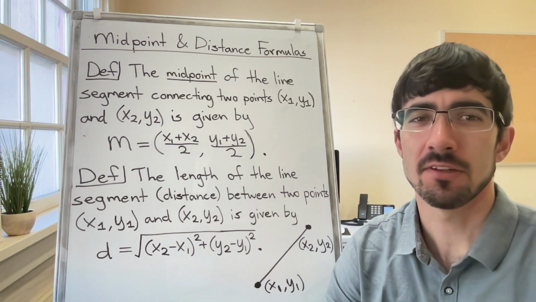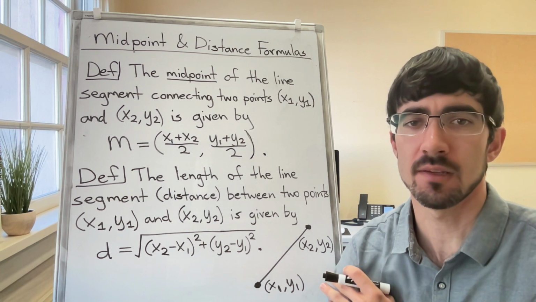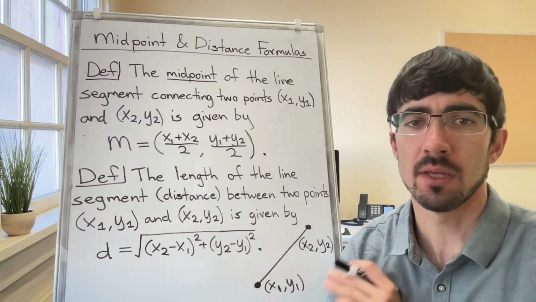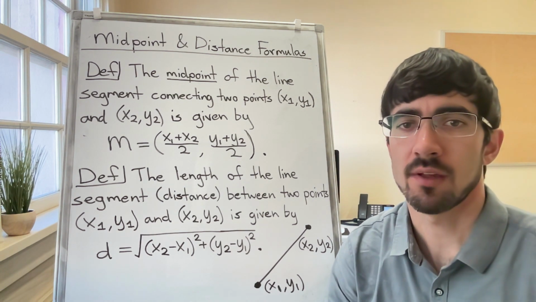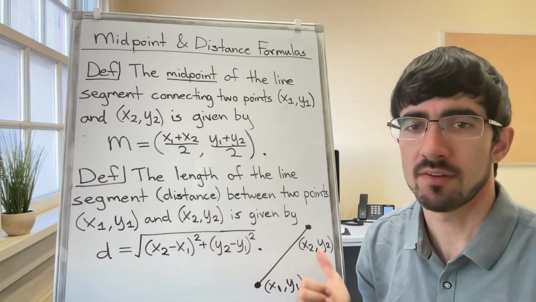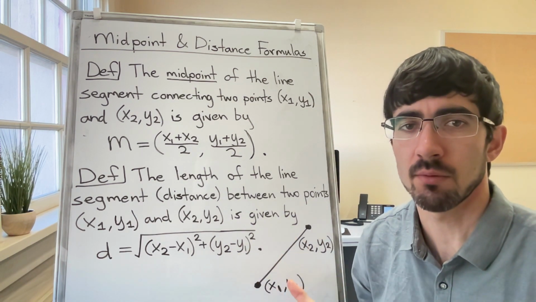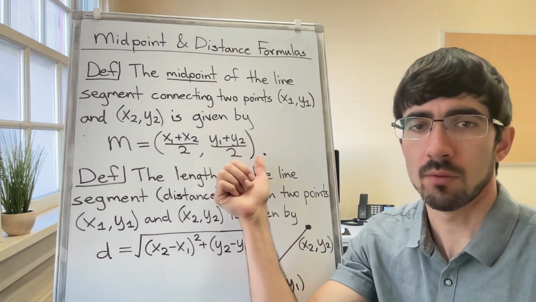In this video, I want to look at a couple of formulas that describe some properties of a line segment. These are the midpoint and distance formulas. The midpoint of the line segment connecting 2 points, (x1, y1) and (x2, y2), I have a sketch here so you can visualize what we're talking about, is given by this formula.